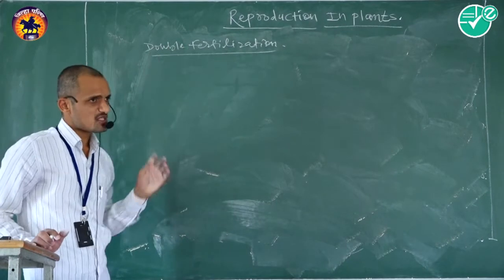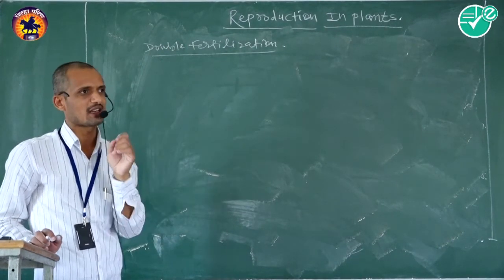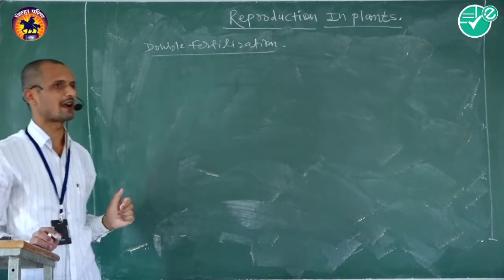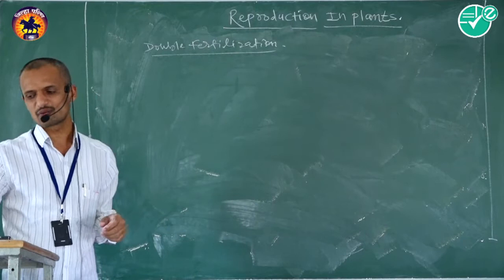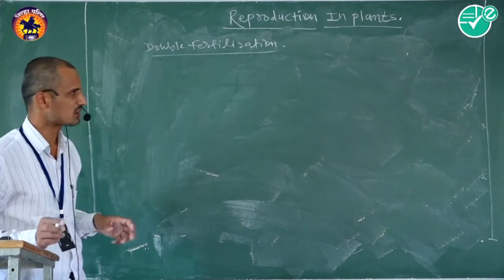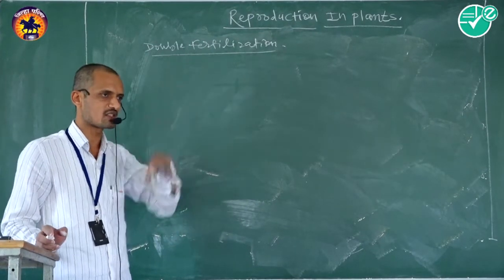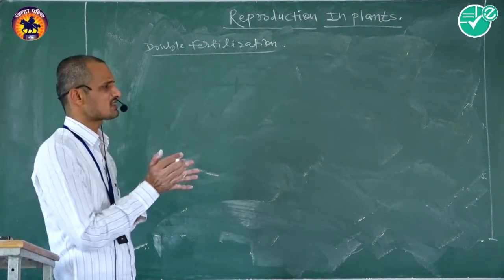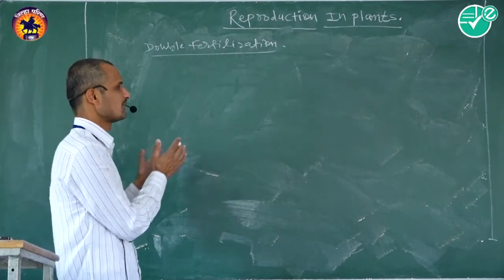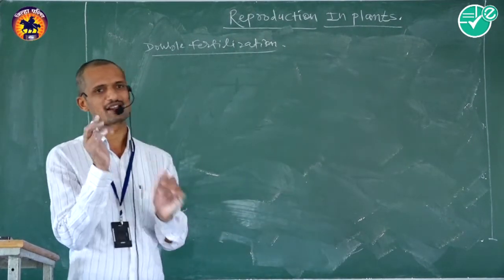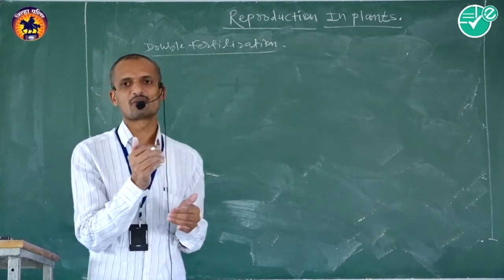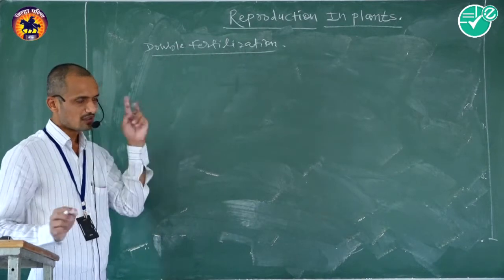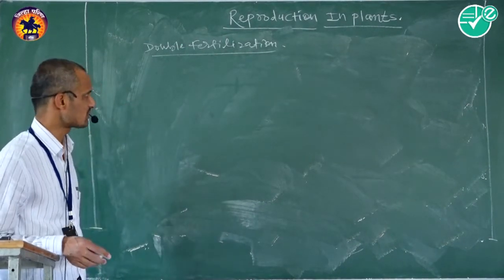Double fertilization means both gametes are utilized. One male gamete unites with the female gamete to produce a diploid zygote, and another male gamete fuses with the secondary nucleus to produce a triploid primary endosperm nucleus. That is called double fertilization. Here both gametes are utilized. One male gamete fuses with the egg to produce a diploid zygote, the other male gamete fuses with the secondary nucleus to produce a triploid primary endosperm nucleus.